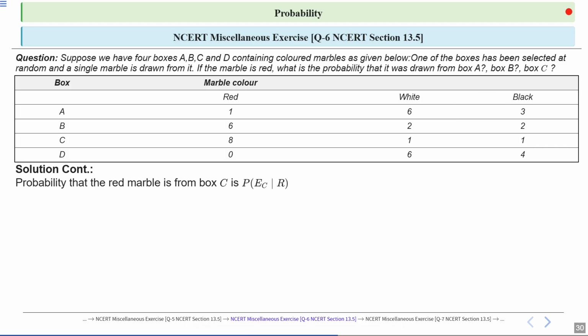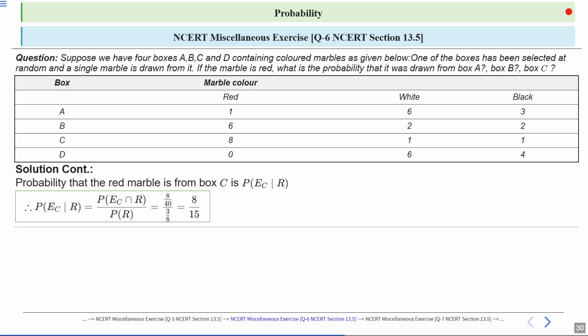Now, the probability that the red marble is from box C is P(EC given R). Therefore, P(EC given R) equals P(EC intersection R) divided by P(R), which equals 8 by 40 divided by 3 by 8, equals 8 by 15.